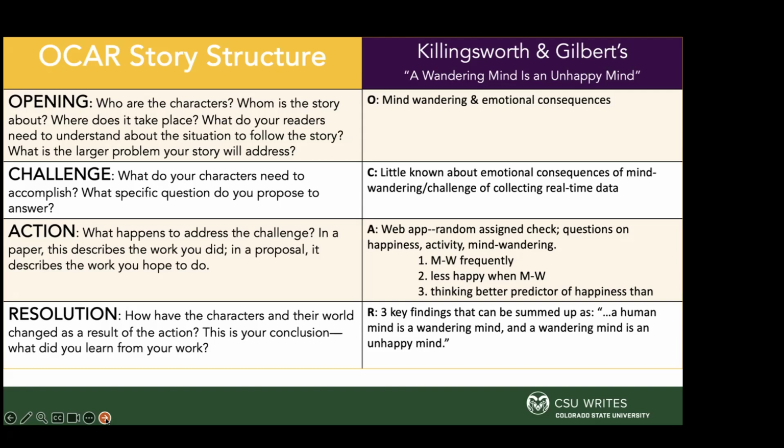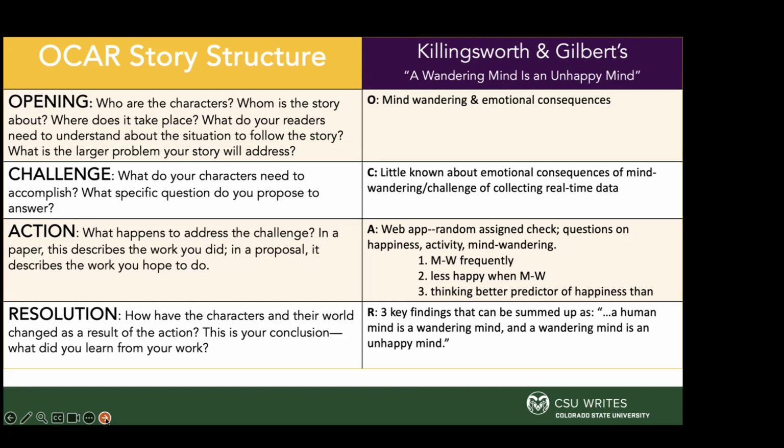And in the Killingsworth and Gilbert piece, it's pretty simple. It's really about mind wandering. They define it, they give a context for it, and they ask whether we understand its emotional consequences. They bring in other wisdom traditions and common ways of thinking about mind wandering having a negative impact on us, but that we don't really have any data, right? And so the challenge is that little is known about those consequences of mind wandering, and that they need to collect those data.